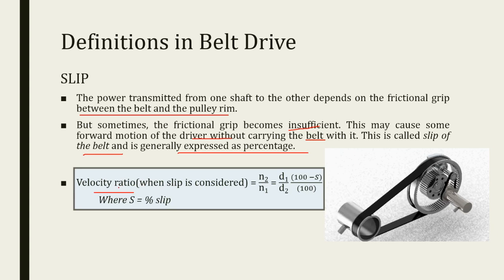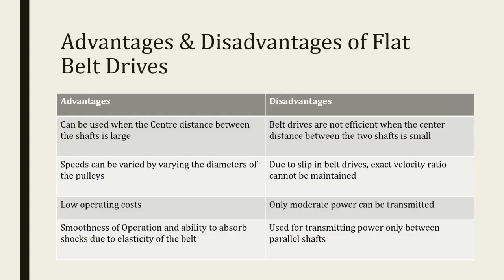One, if the thickness is given, you need to add thickness to the diameter, that is D1 plus T or D2 plus T. And also they might ask you to consider the slip. When you consider the slip, then you need to use this formula, that is N2 by N1 is equal to D1 by D2 into (100 minus S) divided by 100, where S is nothing but the percentage slip.